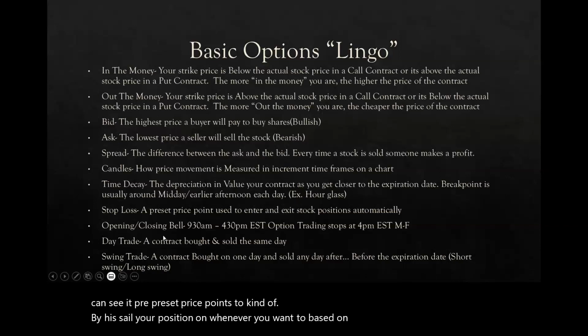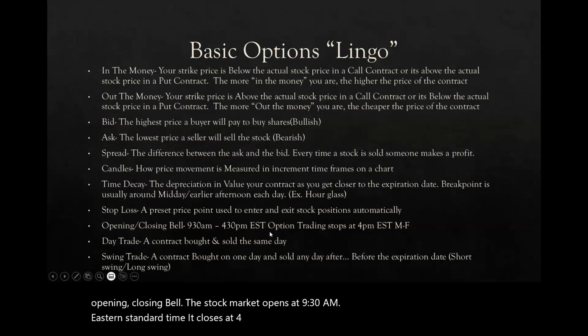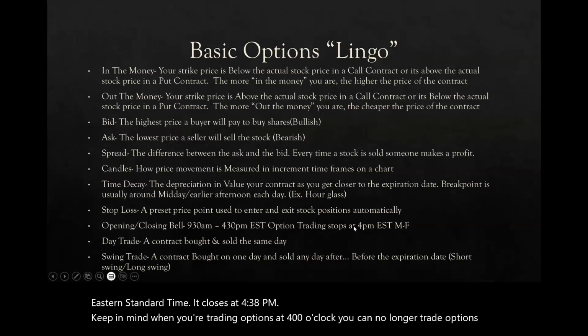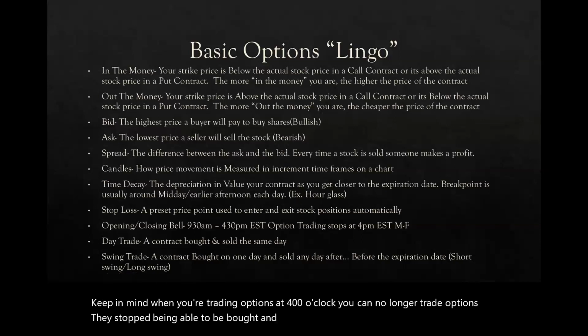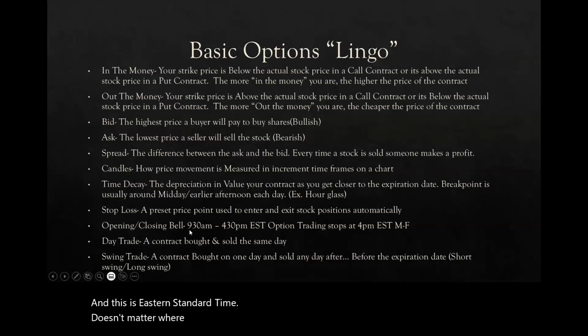All right. Opening and closing bell. The stock market opens at 9:30 a.m. Eastern Standard Time and closes at 4:30 p.m. Now keep in mind, when you're trading options, at 4 o'clock you can no longer trade options. They stop being able to be bought and sold. They stop like 30 minutes early. And this is Eastern Standard Time. It doesn't matter where you are in the world.